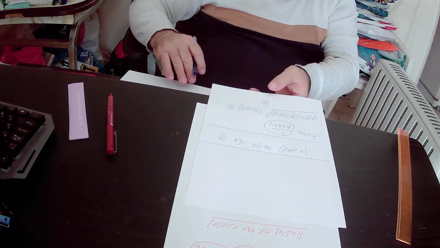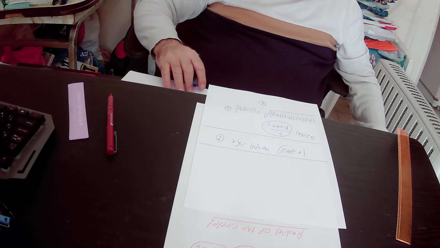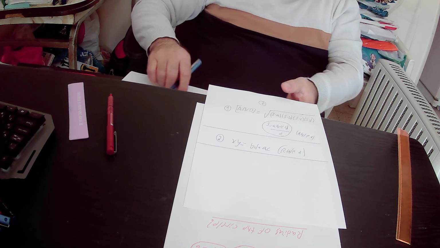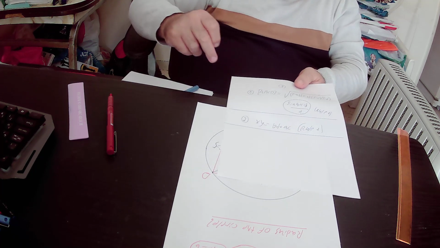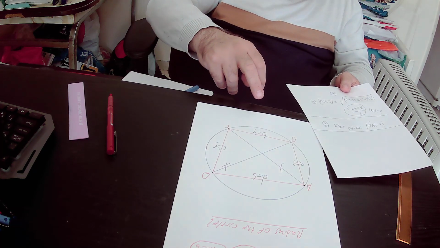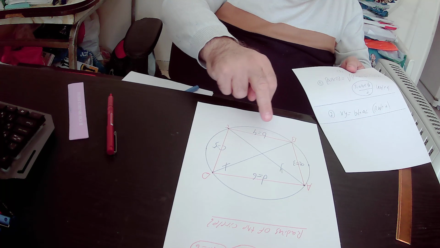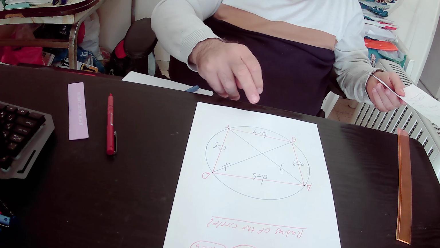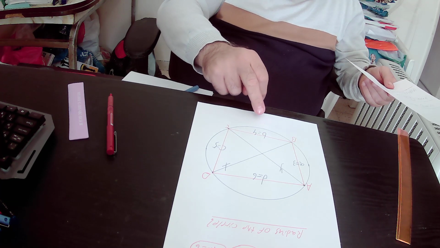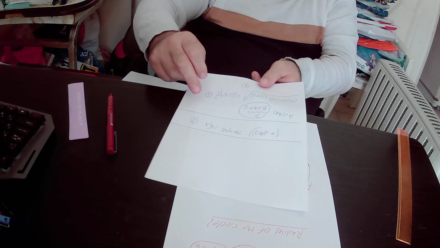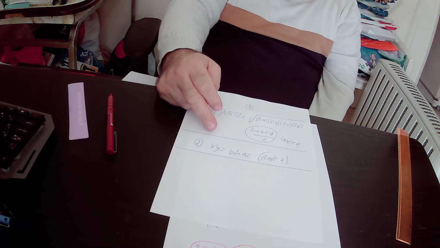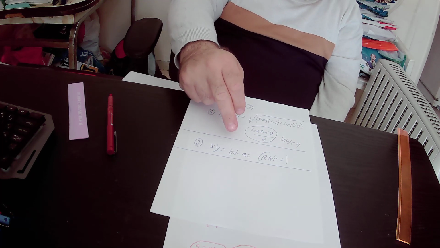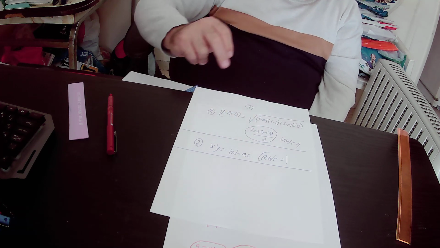So, I'll repeat again. If we have a quadrilateral ABCD that is inscribed by this blue circle, then the product of the quadrilateral diagonals, that is to say x times y, will be equal to the sum of the products of its opposite sides, and that is actually BD plus AC.